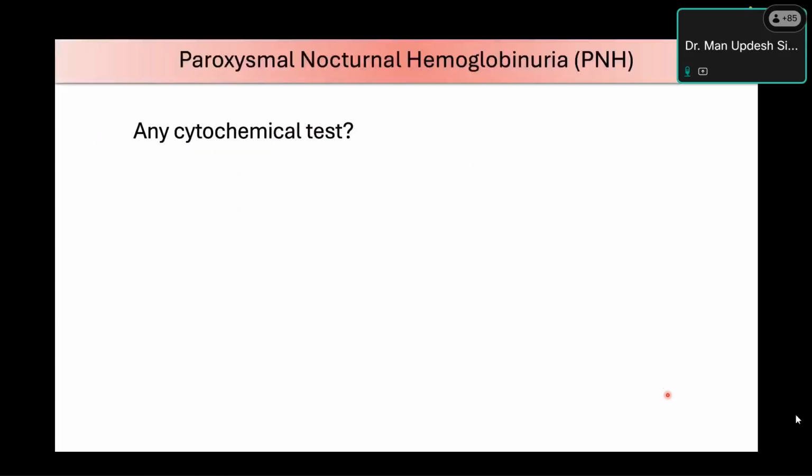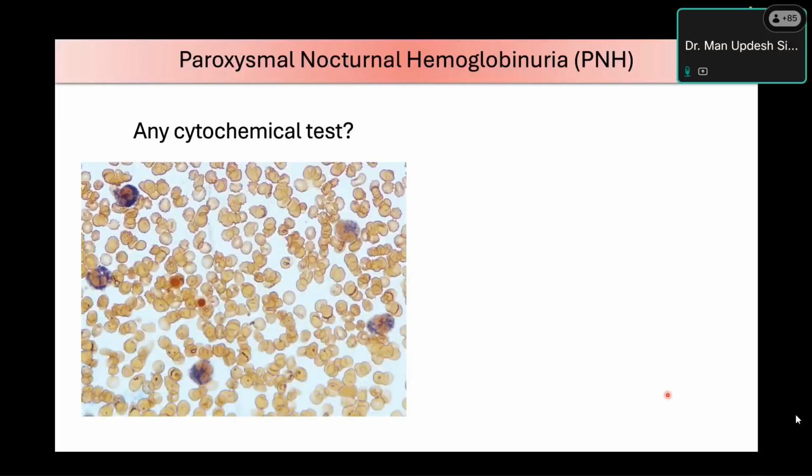Okay, so there's something which helps to diagnose PNH if there's no flow. It's a traditional cytochemistry assay, the leukocyte alkaline phosphatase or neutrophil alkaline phosphatase, which is decreased in PNH neutrophils. Any neutrophil which is a PNH clone will have a decreased level of neutrophil alkaline phosphatase. Why? Because this enzyme is also anchored by GPI, so it will be decreased, right?